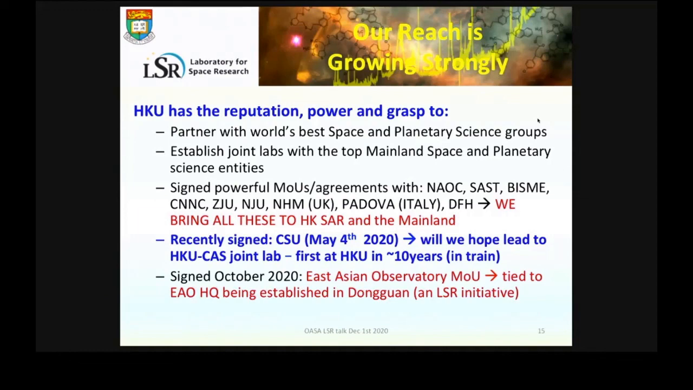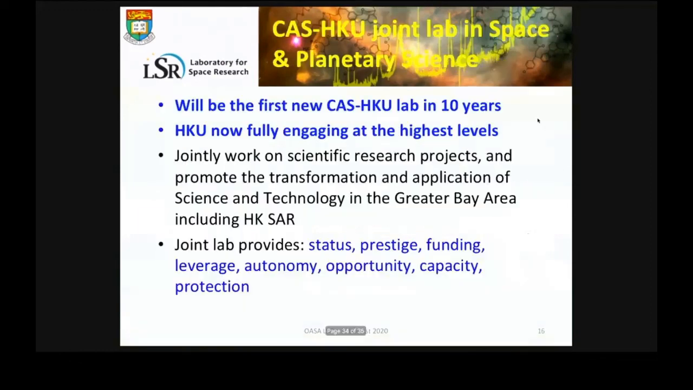And we signed a recent MOU in May with the Chinese Space Utilization Group. They're the ones building the Chinese space station. They're the ones who can use entire constellations of CubeSats out the backside of that space station. Okay, we've just signed in October an MOU with the East Asian Observatory as well. So that's basically what we hope to do. And that's my last slide.